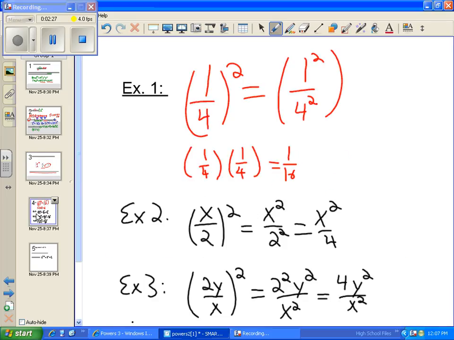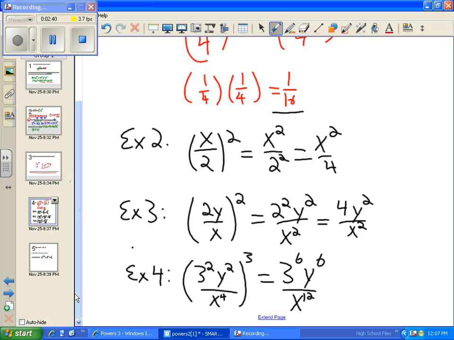A few examples that we did in class. We looked at something starting with 1/4 squared was equal to 1 squared over 4 squared, or more simply, 1 over 16. The other examples in class are here. You can pause it and look at them if you need to, if you missed them.